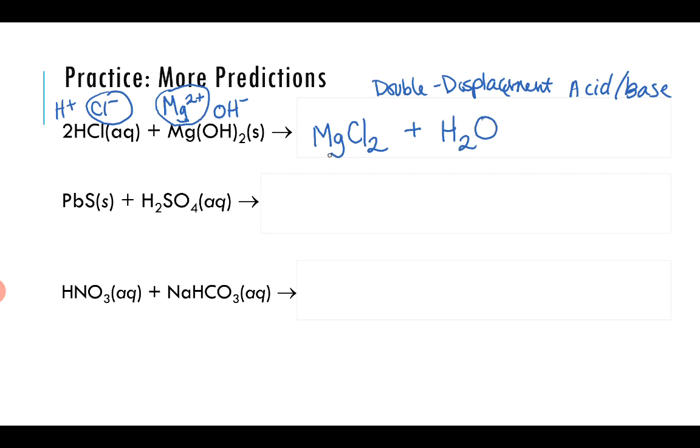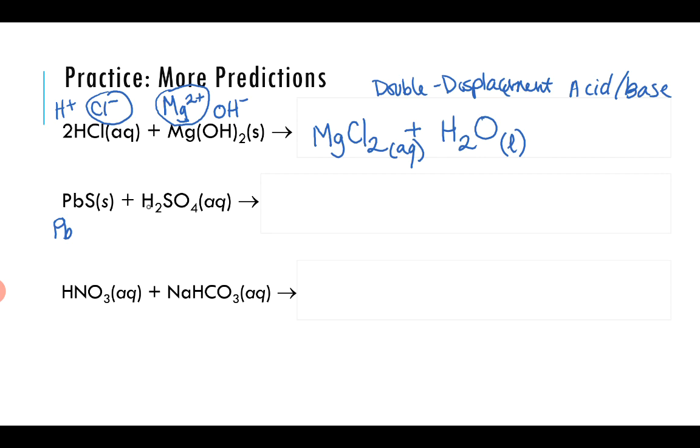Salt and water. HOH is water. Water state symbol is a liquid, not aqueous. You can't have water dissolved in water. That's just water. It's liquid. Magnesium chloride is aqueous. I'm getting ahead of my pen. Water is liquid. All right, for our next one, let's identify our ions.